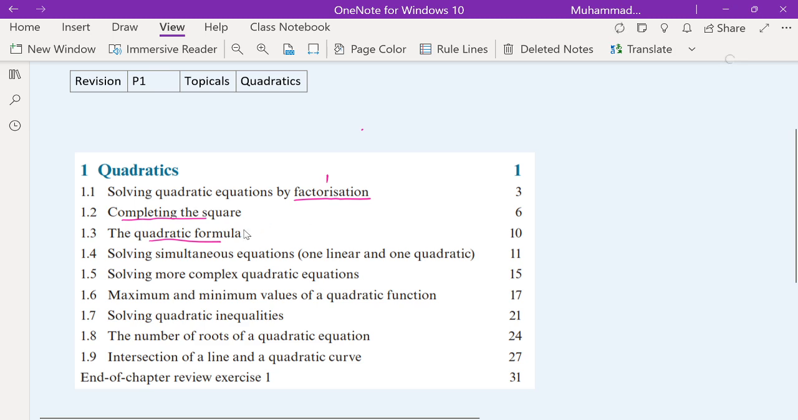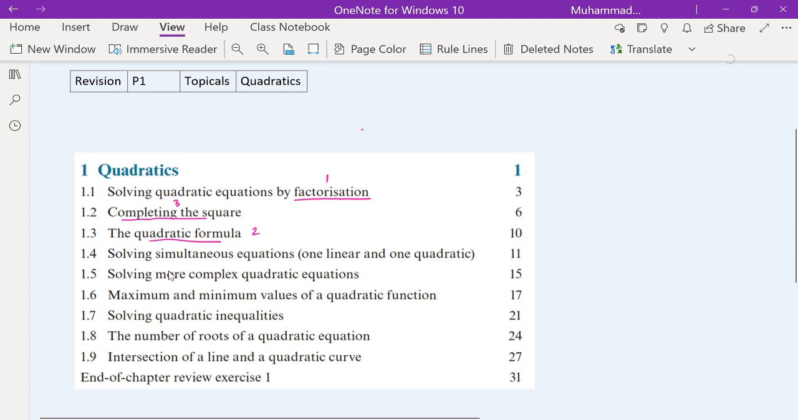Then the students basically go for the quadratic formula at the second place, and only if they've been asked to, they go for completing the square. So this is the kind of precedence that they have about these three methods. But each one of these methods has its own benefits, pros and cons.